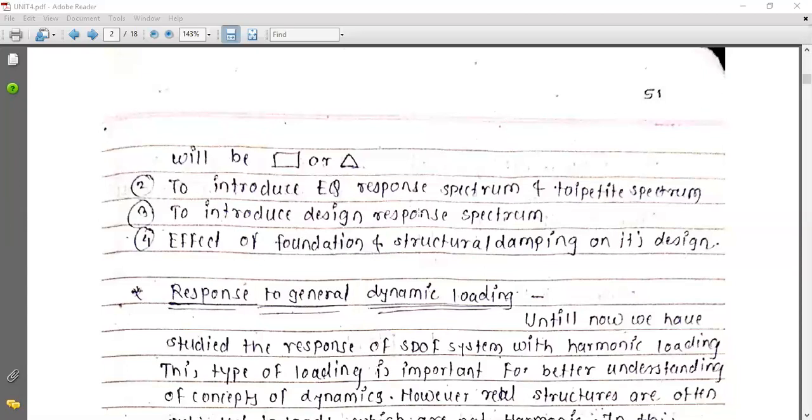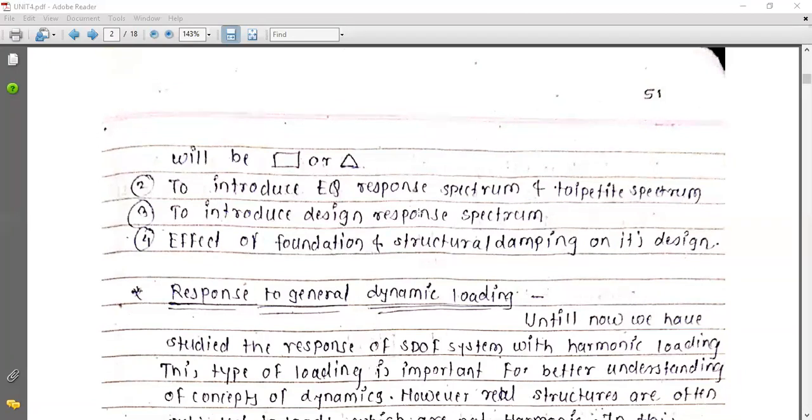earthquake response spectrum. Earthquake response spectrum and tripartite spectrum.